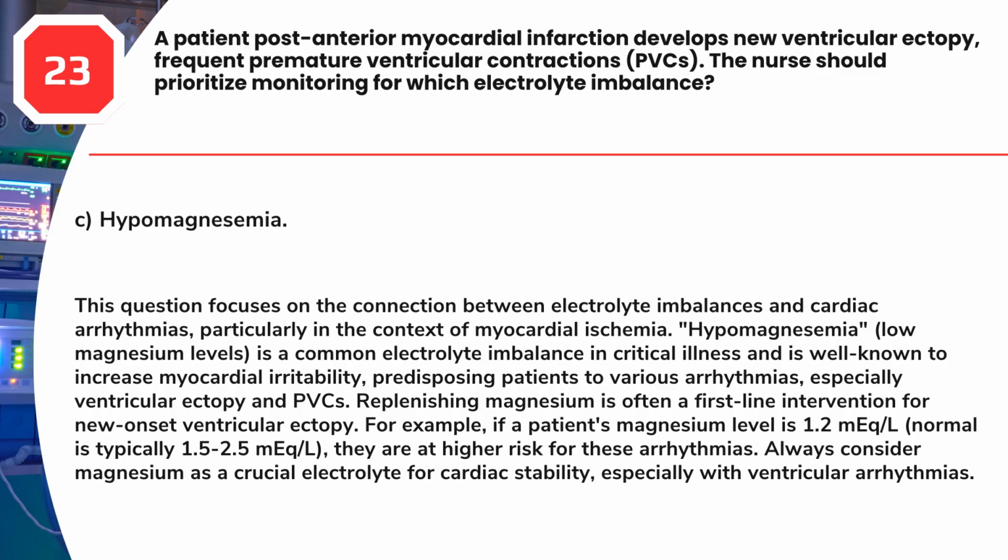Replenishing magnesium is often a first-line intervention for new-onset ventricular ectopy. For example, if a patient's magnesium level is 1.2 milliequivalent/L, normal is typically 1.5 to 2.5 milliequivalent/L, they are at higher risk for these arrhythmias. Always consider magnesium as a crucial electrolyte for cardiac stability, especially with ventricular arrhythmias.